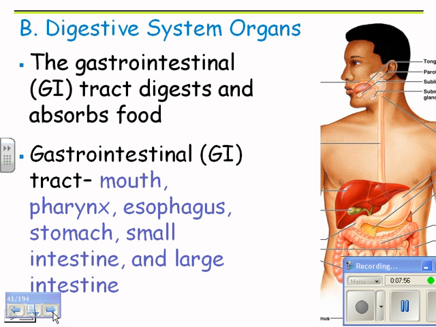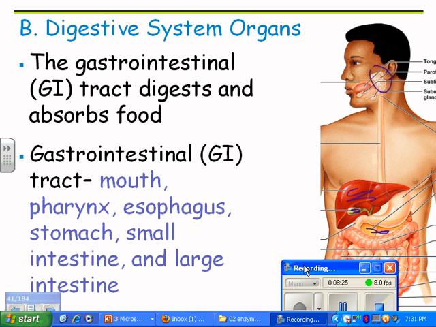So here are the organs of the gastrointestinal tract. These are everything that food goes through. Mouth, pharynx or throat, esophagus, stomach, small intestine, and large intestine. I did not include the salivary glands, the pancreas, the liver, or the gallbladder, because although those help out, food does not actually go up into the liver. The food actually goes down the esophagus, to the stomach, to the small intestine, to the large intestine.